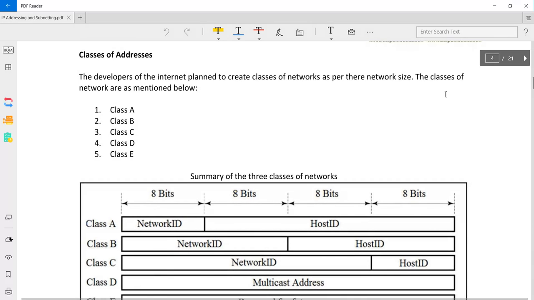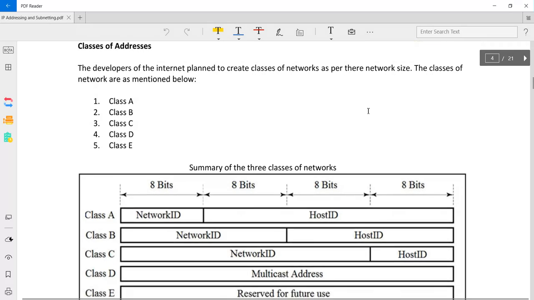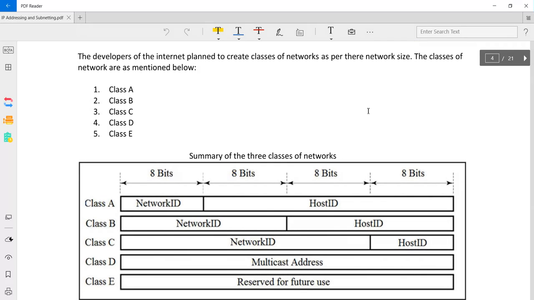Then we have class B. It is for the middle-sized organizations. Then class C is for the small-sized organizations. Now class D and E, we actually cannot use them. They are not for commercial use.